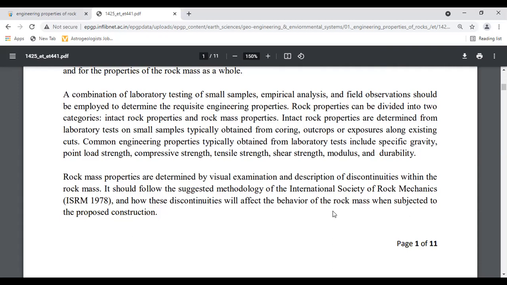Rock mass properties are determined by visual examination and description of discontinuities within the rock mass. It should follow the suggested methodology of the International Society of Rock Mechanics, and how these discontinuities will affect the behavior of rock masses when subjected to the proposed construction.